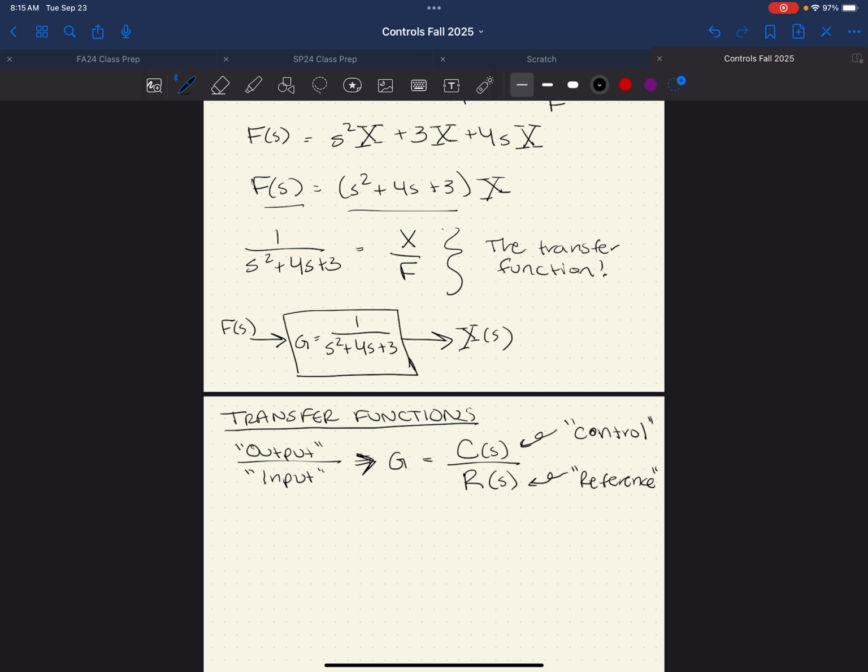Okay, C of s and R of s are polynomials if this is an LTI system. So remember, LTI is linear time invariant.